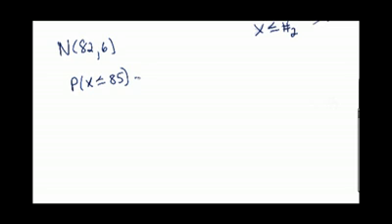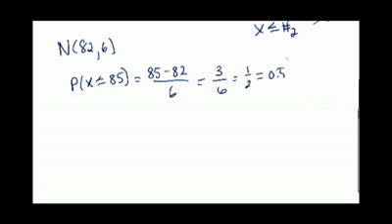So what you gotta do is plug in 85, your data point, minus your mean over your standard deviation. You could pull out your calculator, but actually, you don't need that. 3 over 6 is 1 over 2, so we're looking for a z-score of 0.5. That is your z-score right here.